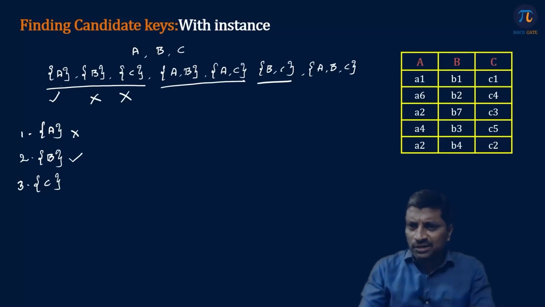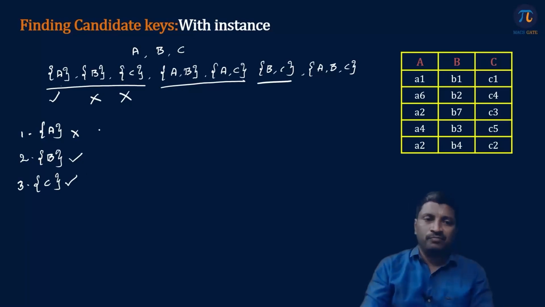So what about C, sir? C1, C4, C3, C5, C2. So all the 5 values are distinct. So it can also identify the records uniquely. So this is also an example of a candidate key. Is that fine, sir? So this is our first set.